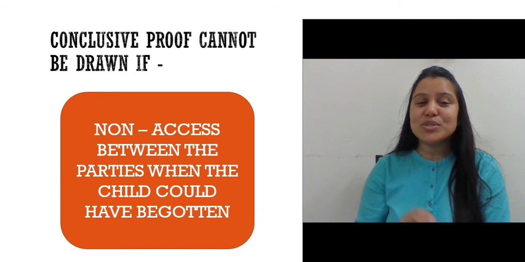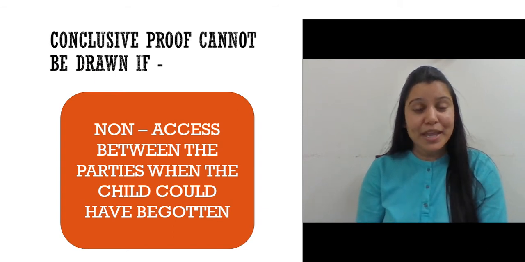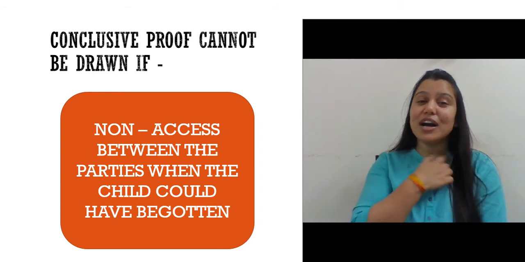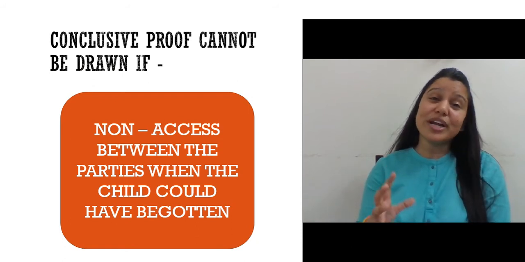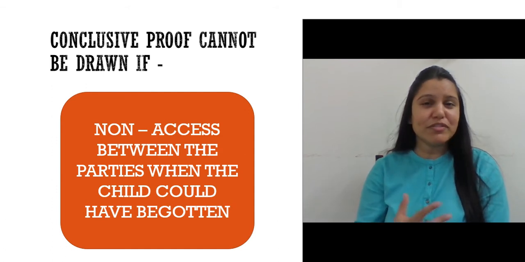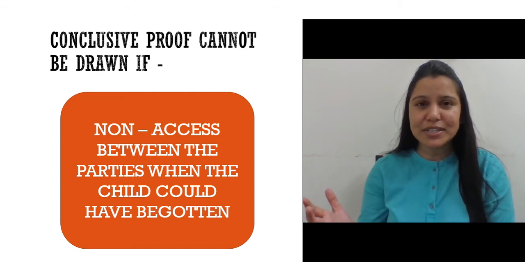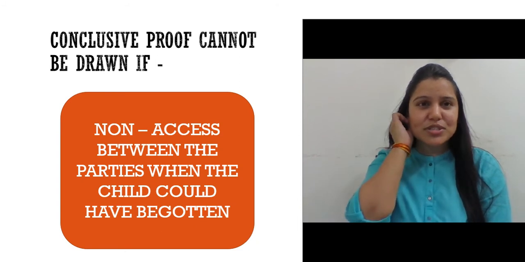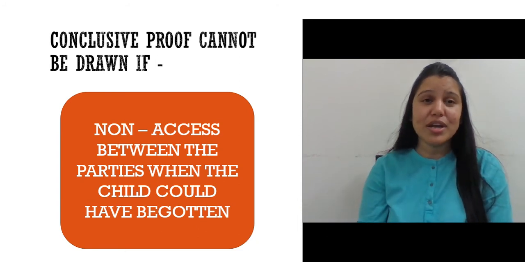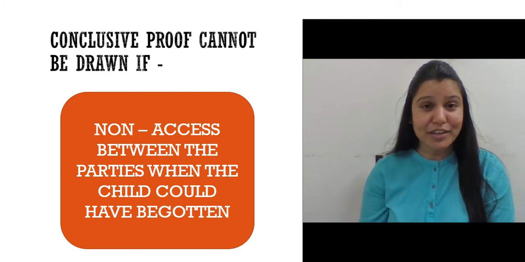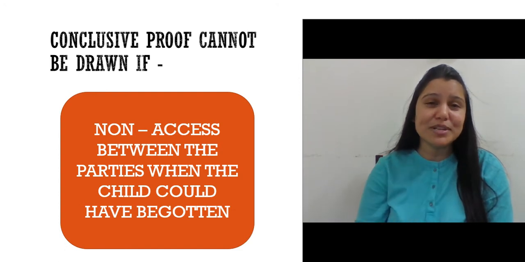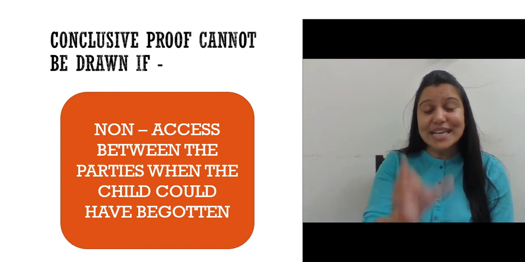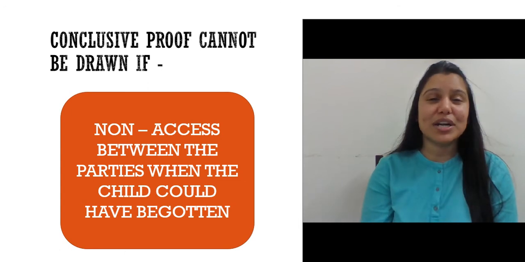Non-access between the parties when the child could have been begotten. It means the father proves that he had no access when the child could have been begotten. For example, if he proves I wasn't there for a complete year, as soon as it was dissolved, and even before it, if the kid is born, I had no access to my wife, so how could that child be mine, and how could that child be a legitimate child? So this non-access is the only key to that lock which can actually rebut the conclusive proof which is given under section 112.